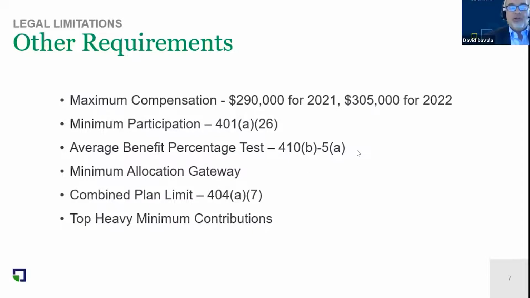Something else that needs to be considered is the average benefits percentage test. This is a coverage test. You need to make sure the non-highly compensated average benefits compare favorably to the HCE.